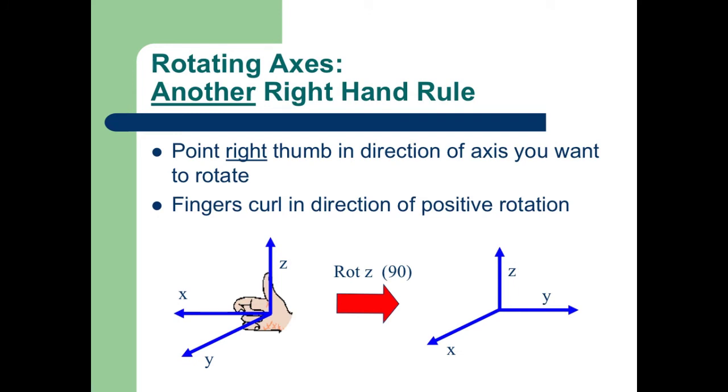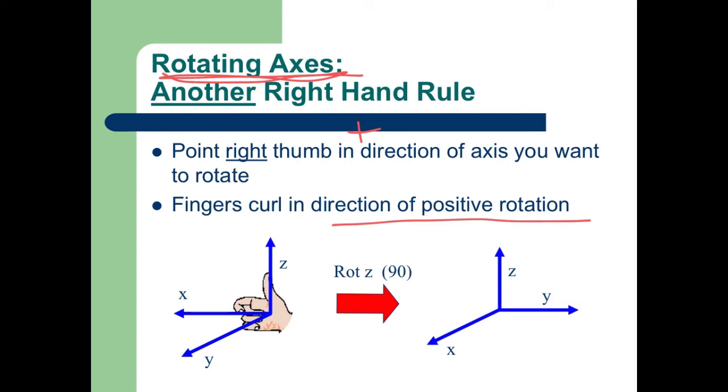So when we're talking about axis rotation, right, so rotating axes, we have a different right-hand rule. It's sort of almost the inverse of the previous one. And this one says what you do is you point your right thumb in the positive direction of the axis that you want to rotate about. And when you do that, your fingers curl in the direction of positive rotation.